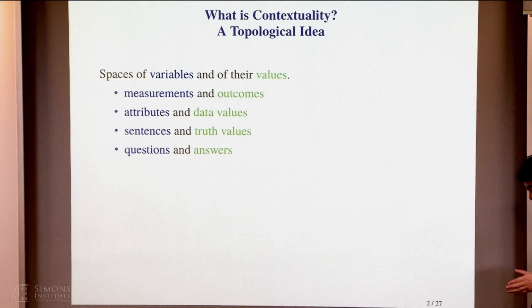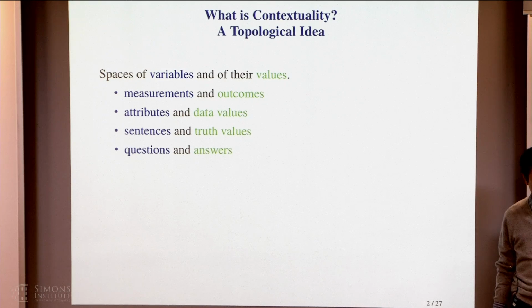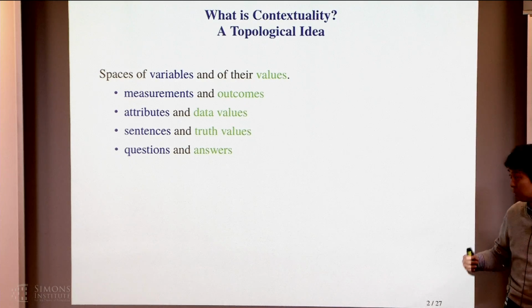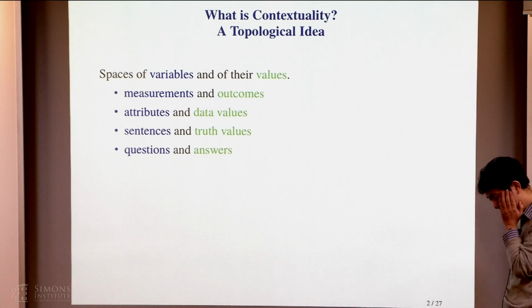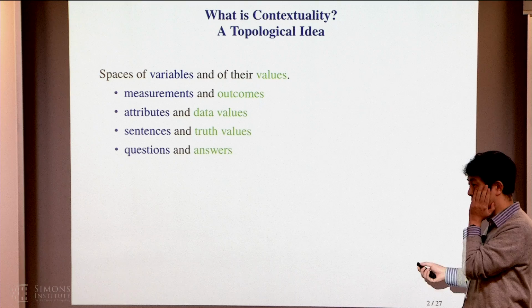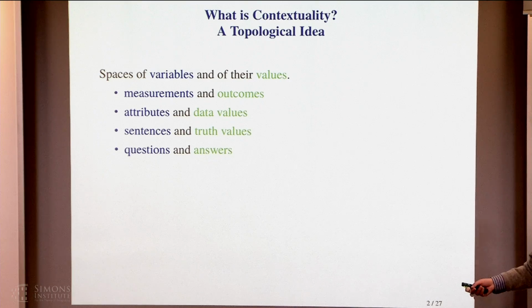So in this topological approach, we are going to deal with contextuality as a matter of the topology of data in a very general setting or general formalism. The formalism can be about variables and values of those variables in general. For instance, you can talk about measurements and their outcomes, or in relational databases, you can talk about attributes and data values, or if you apply this to logic, you can talk about sentences and their truth values.